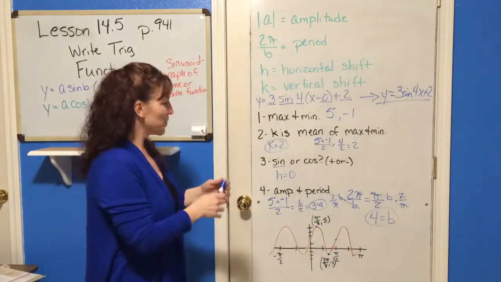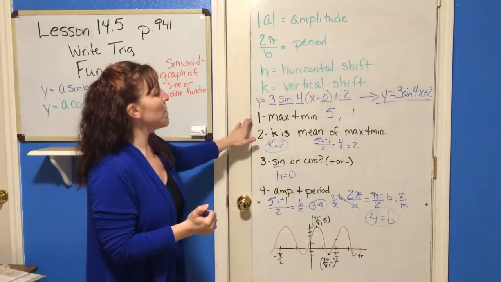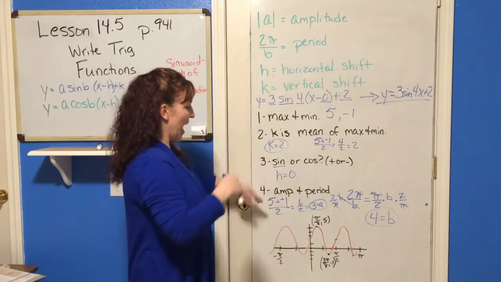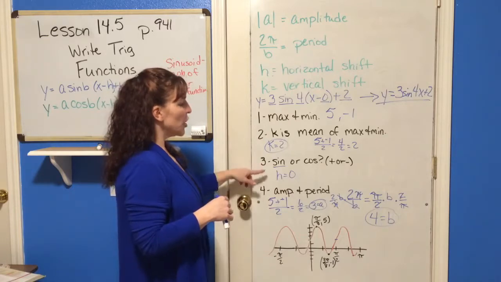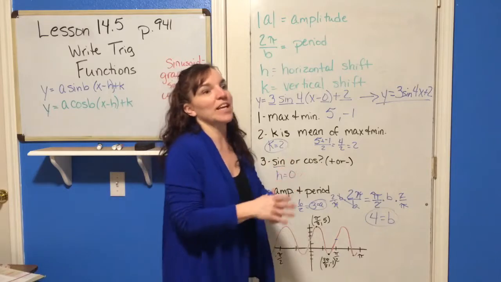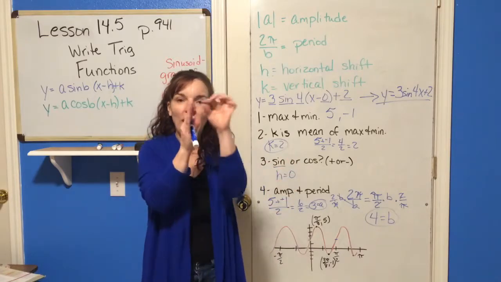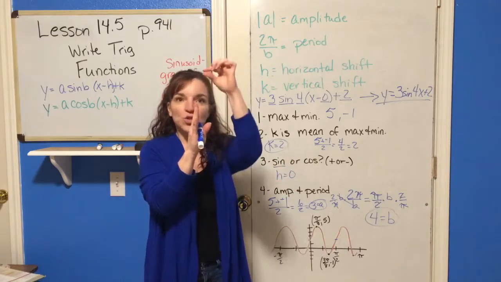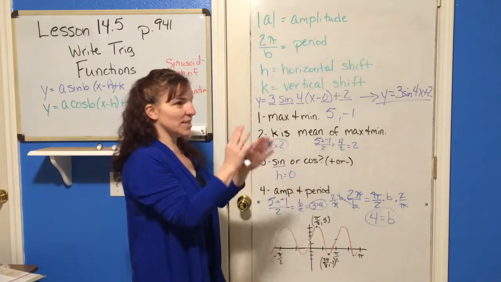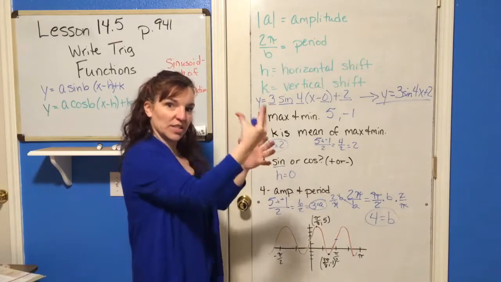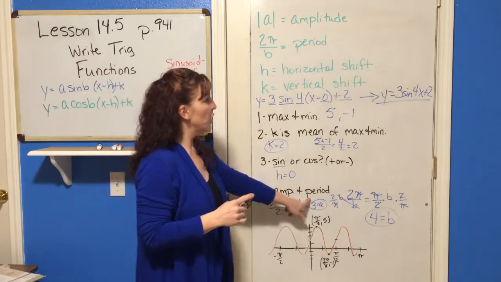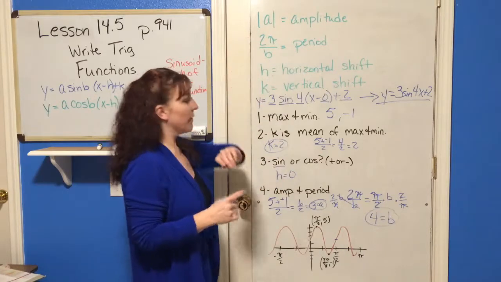All right? So find the minimum and the maximum. You're going to use that to find the vertical shift and the amplitude. You're going to determine whether it's sine or cosine simply by looking at the graph and determining, does it cross the y-axis in the middle there, or does it cross the y-axis at the minimum or maximum? And then check to see, is it positive or negative? Is it going to go up or is it going to go down? And then the period using 2 pi over b. And I think that's it.